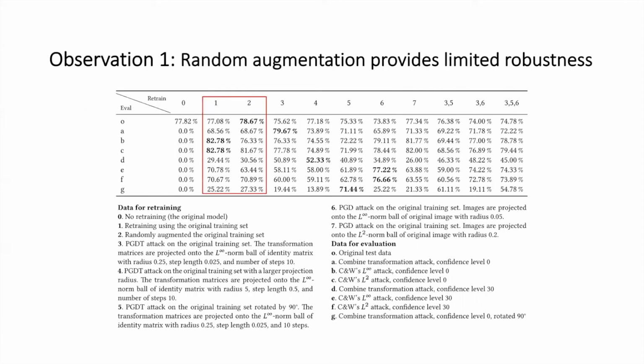In this table, each row represents a different adversarial attack, and each column represents a different adversarial training. Each entry here is the classification accuracy of the retrained model under the adversarial attack. Our first observation is from columns 1 and 2. Column 1 is a naively retrained model, and column 2 is a model retrained with randomly augmented data. We can see from these two columns that random augmentation of transformations provides little help in robustness.